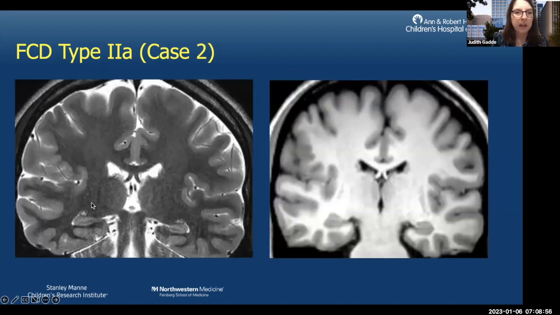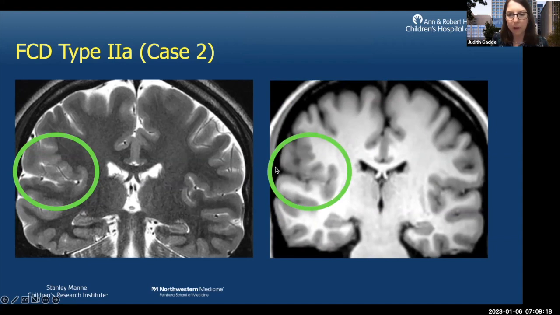Here's another case of focal cortical dysplasia type 2A. I'll give you a second to take a look at this before we point it out. So here with our green circle, you can see that this gyrus and sulcus is maybe just a touch deeper than the contralateral side, but really it's that blurring of the gray-white matter junction.